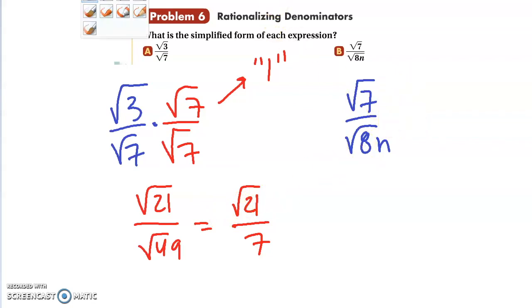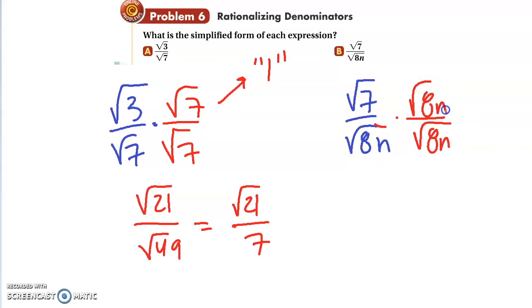The square root of 7 over the square root of 8n. I have to multiply it by the denominator over itself. Now, when I multiply these, the square root of 8n times the square root of 8n is just going to be 8n. And we're going to have the square root of 7 times 8n, which is 56n.